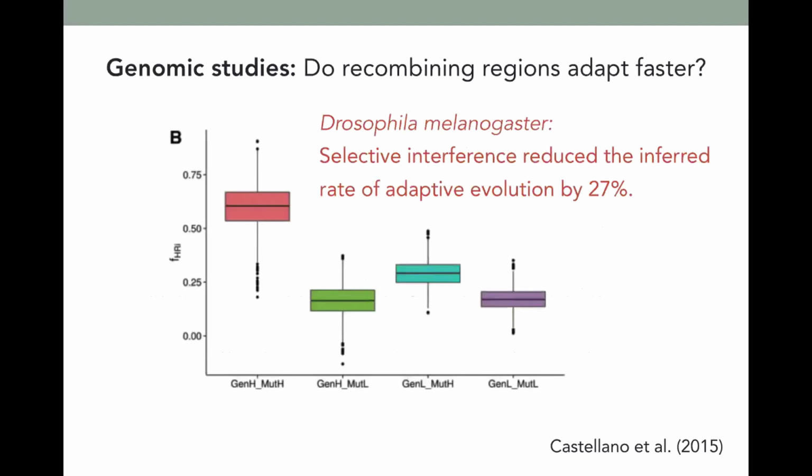And one other type of example that has looked at whether selective interference is important has examined regions of the genome and counted up the substitutions that occur that are non-synonymous and that are synonymous, and how this depends on the recombination rate in that region of the genome. Using this method, Castellano et al. showed that the rate of adaptation in Drosophila melanogaster is reduced by 27% on average because of selective interference at neighboring sites, and that's averaged over the whole genome.